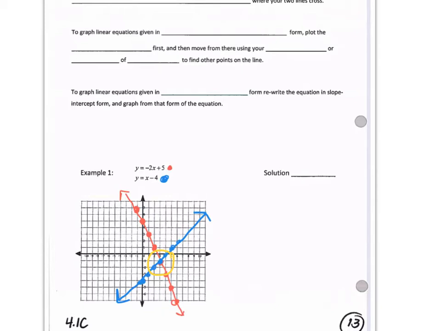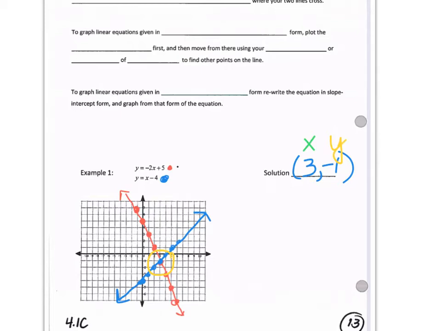So the solution is the point where the two lines cross. That point that I circled is the point (3, negative 1). So that's my solution. I can check that by plugging in 3 for x, because it's the x coordinate of my point, and negative 1 for y to both equations, and I should get a true statement.